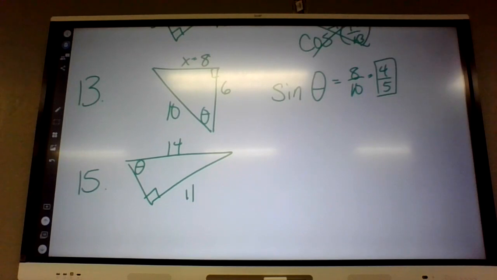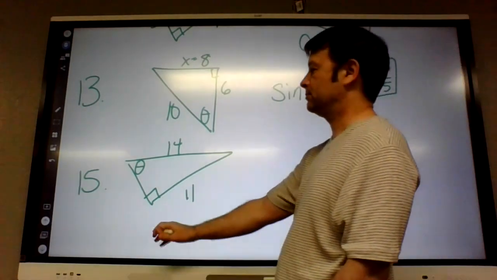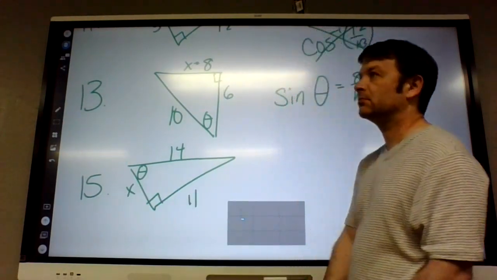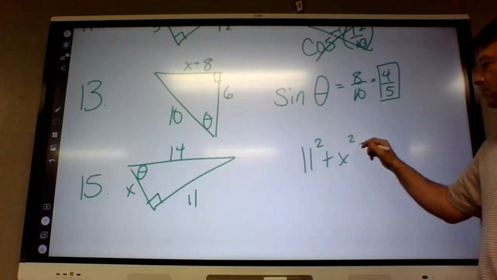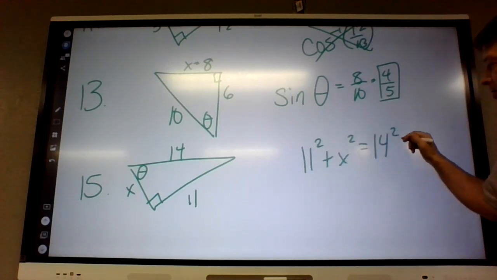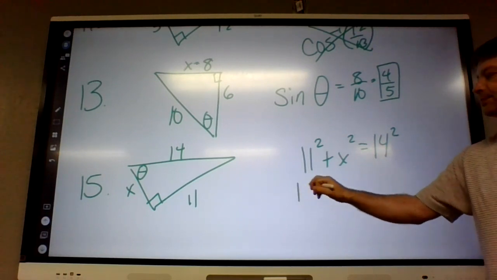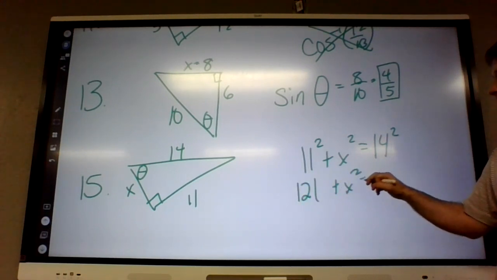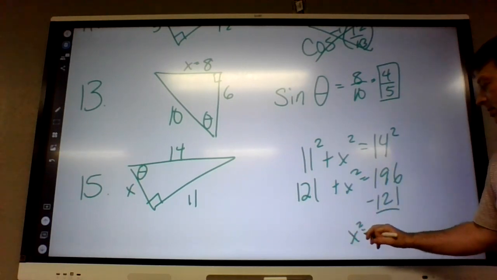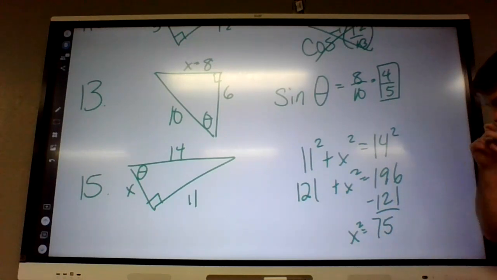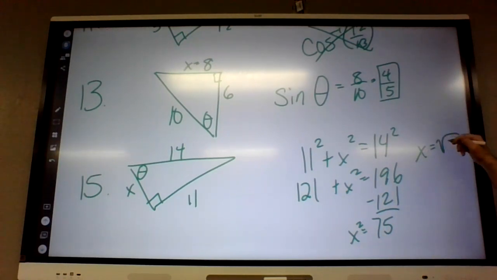Okay, we're missing a side again. Forrest, how do we find this missing side? 11 squared plus x squared equals 14 squared. So 196 minus 121 is 75. Square root of 75 is 5 square root of 3.